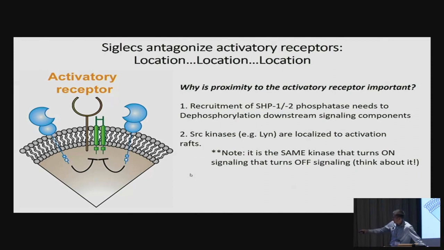So this is kind of profound. It's the same kinase that turns on signaling that then phosphorylates the SIGLEC and turns it off. Okay? So that's the second reason why the SIGLEC needs to be in proximity, because it needs to get phosphorylated. It then needs to recruit the SHP1 or SHP2 phosphatases. Okay, so it's all about location. And if we keep that sort of view in mind, that can help guide our thinking about how glycans may control where the SIGLEC is, and in particular, control its proximity to the receptors that it regulates.